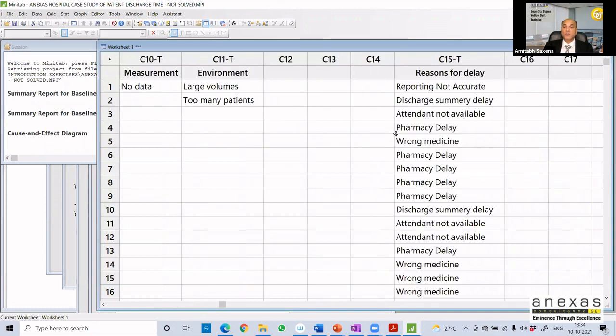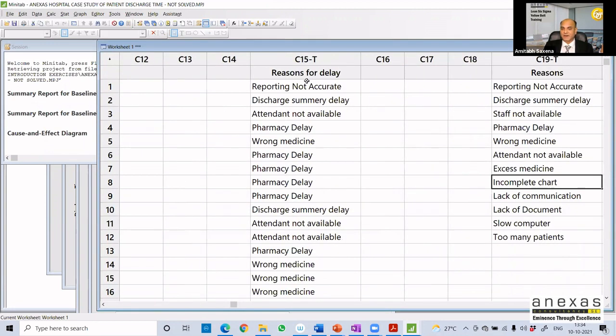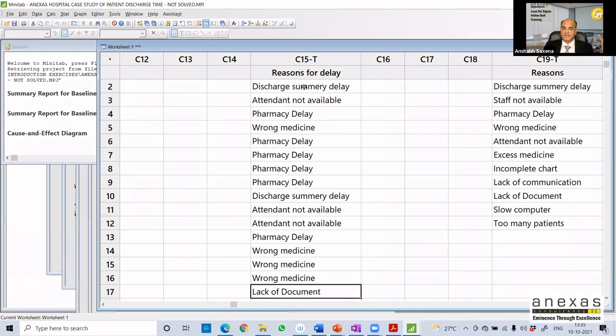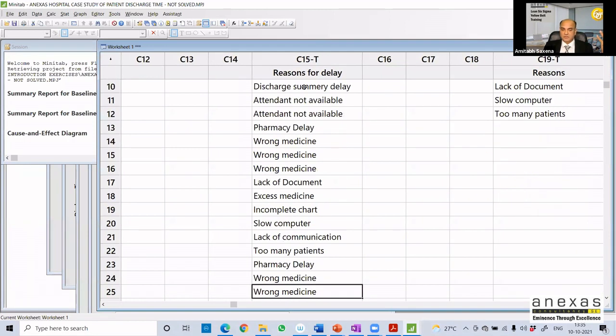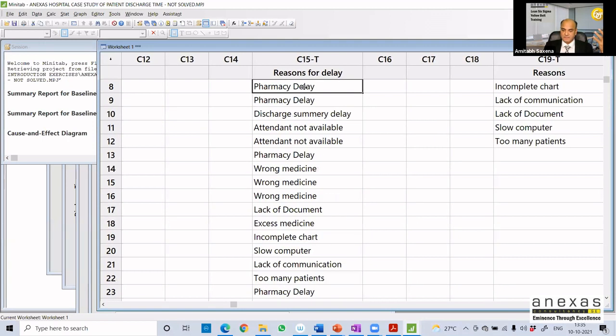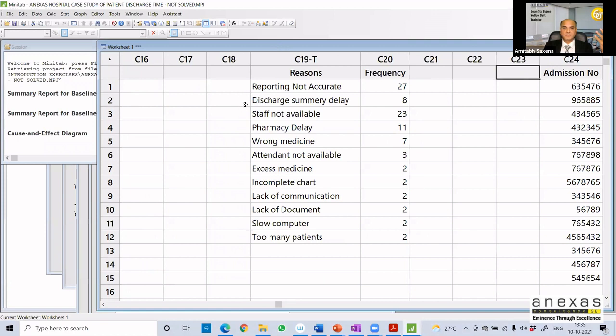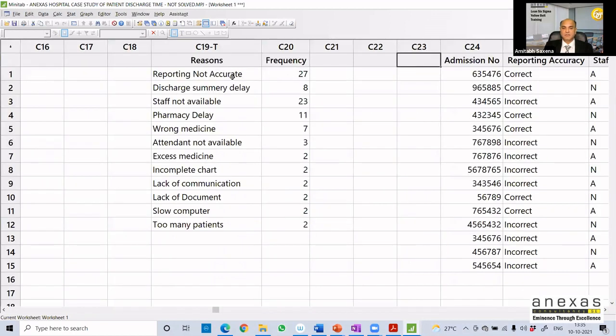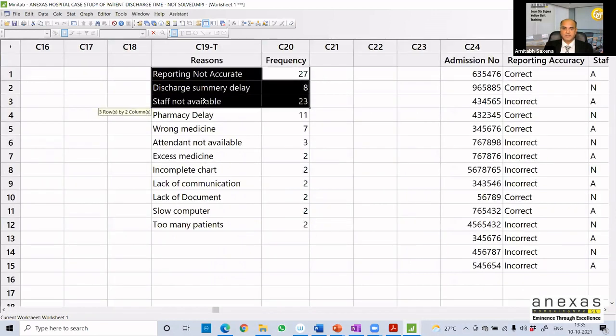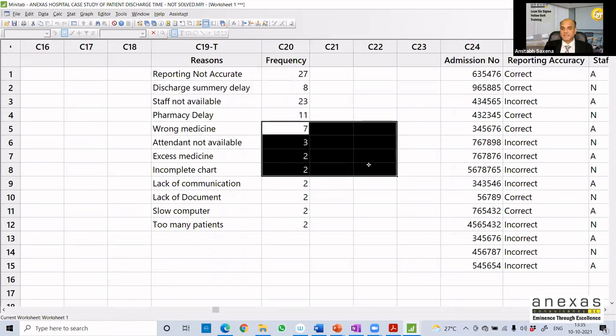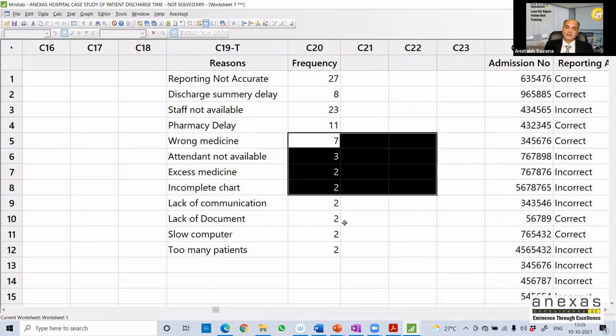So what we did, we collected the reasons for delay. For around 70, 80 patients, why this patient was delayed. So the causes were listed down and a table was created. These are the reasons. This is how many times reporting was not accurate. There was 27. Staff not available 23. Discharge summary delay. So all these things are done.